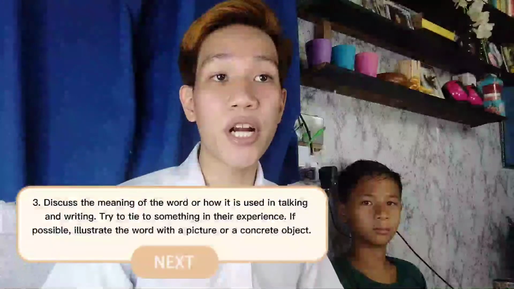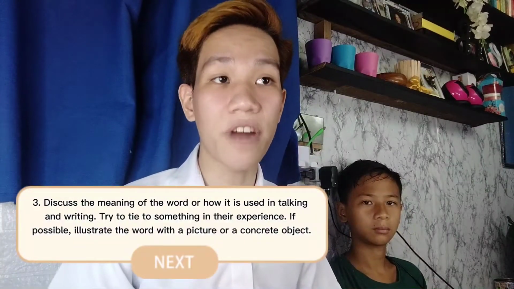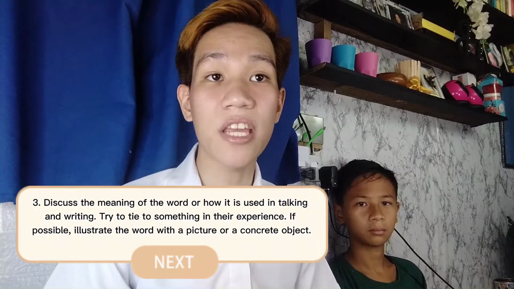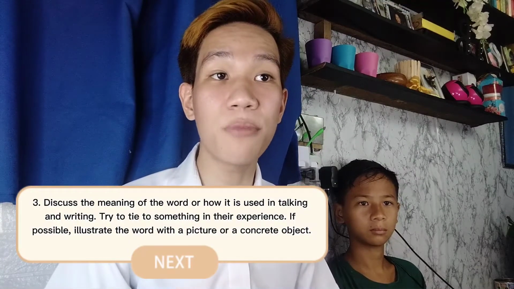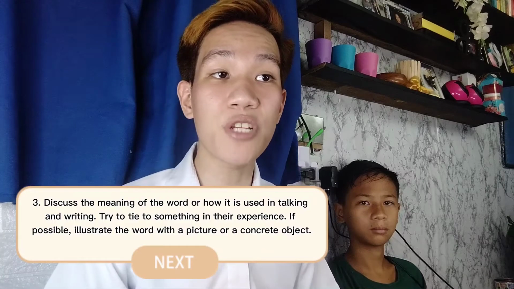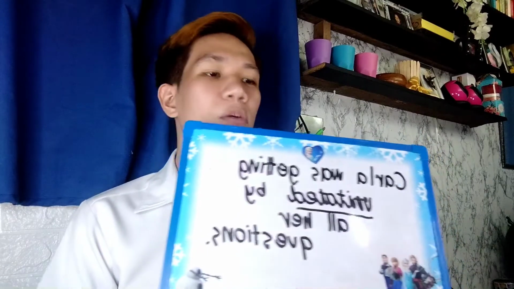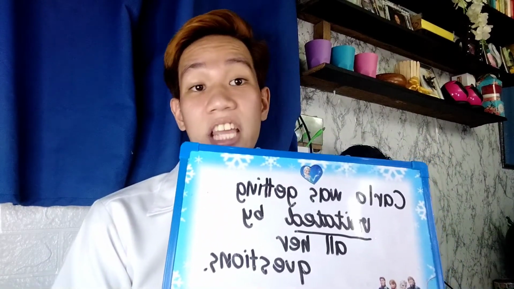Discuss the meaning of the word or how it is used in talking and writing. Try to tie it to something in their experience. If possible, illustrate the word with a picture or a concrete object. So a while ago, Siren said that the underlined word here is irritated. Let us know the definition of the word irritated. Irritated is showing or feeling slight anger.